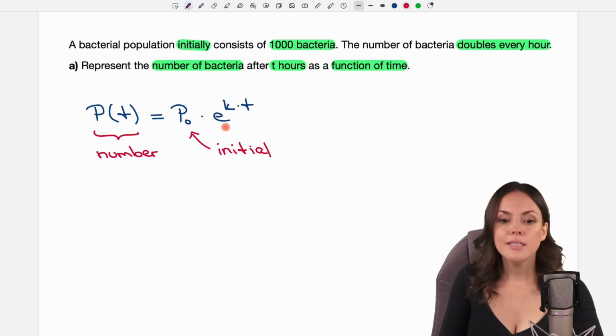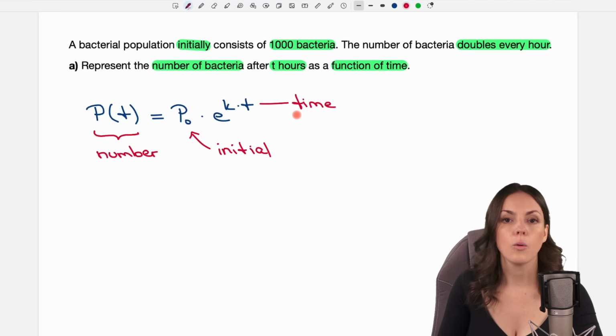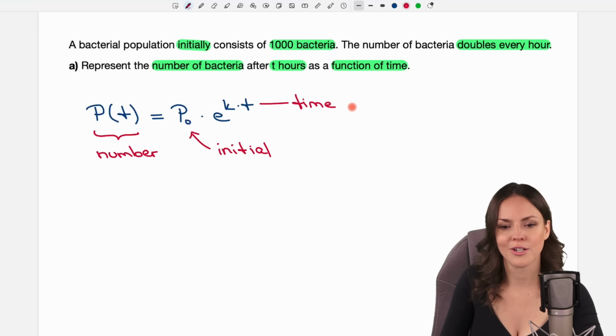Then we have e to the power. This is just the exponential function here. T is our time. So time could be measured in seconds or minutes or hours, depends on the problem here. Here they're talking about it doubles every hour after T hours. So they tell us already that we want to measure our time in hours. So we will do that.